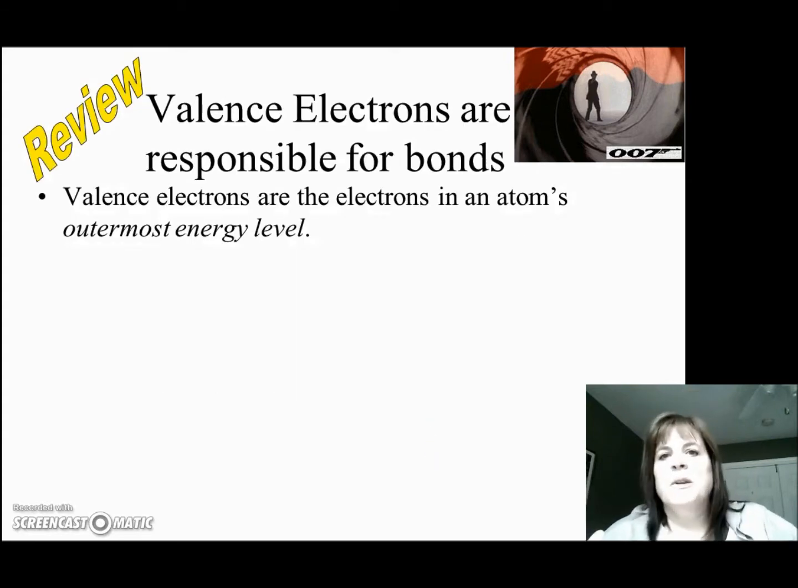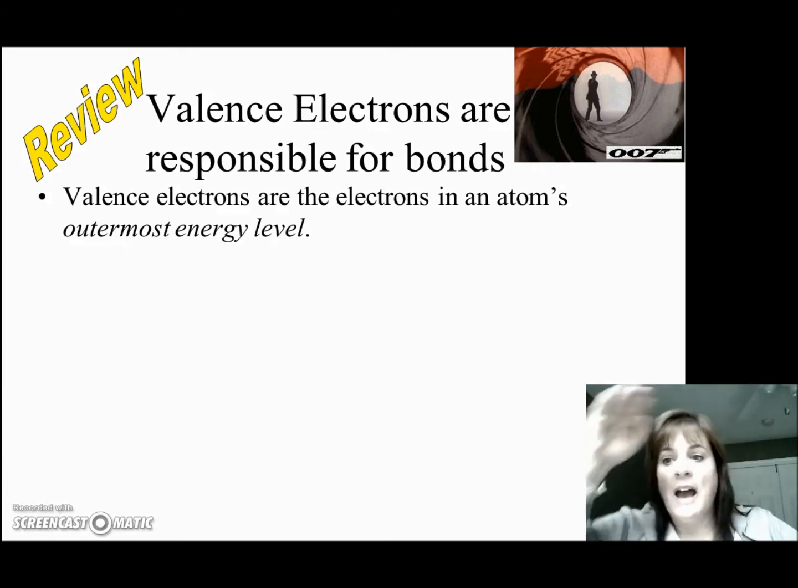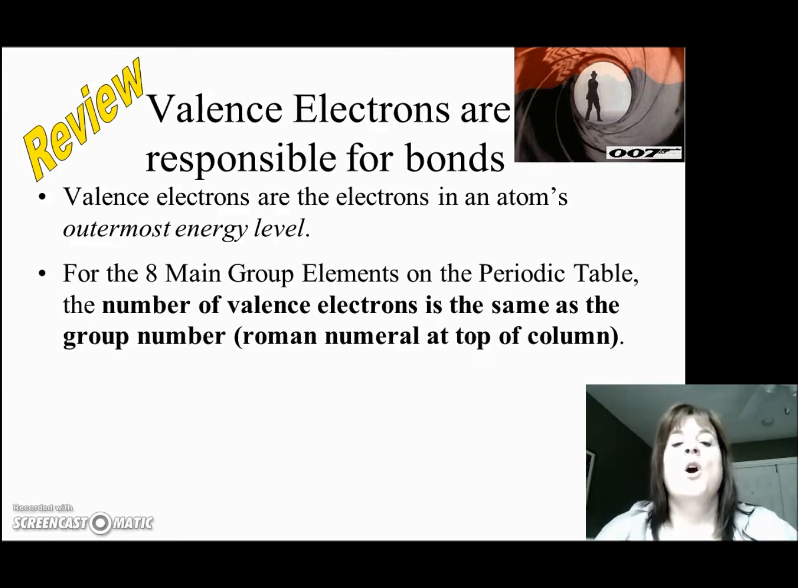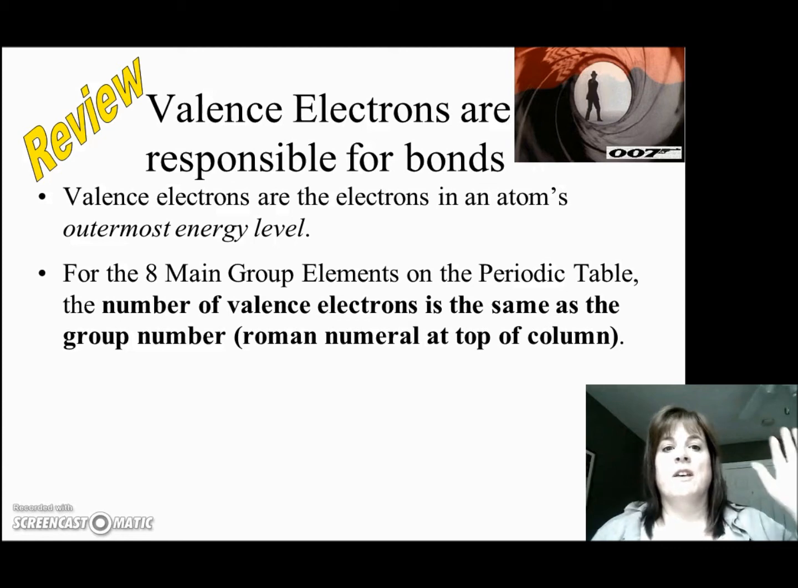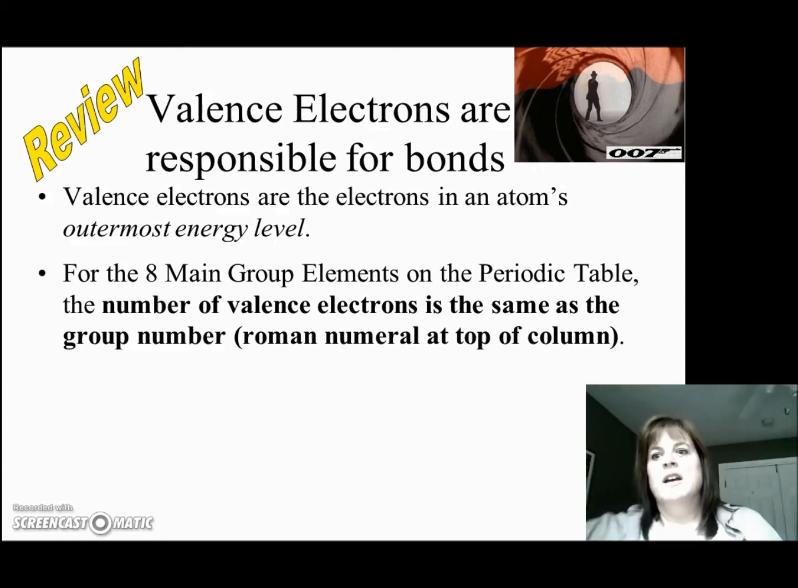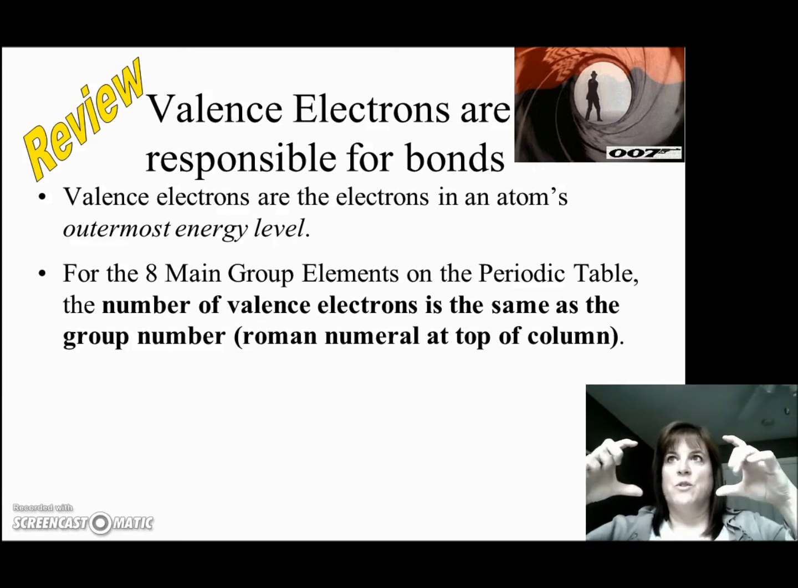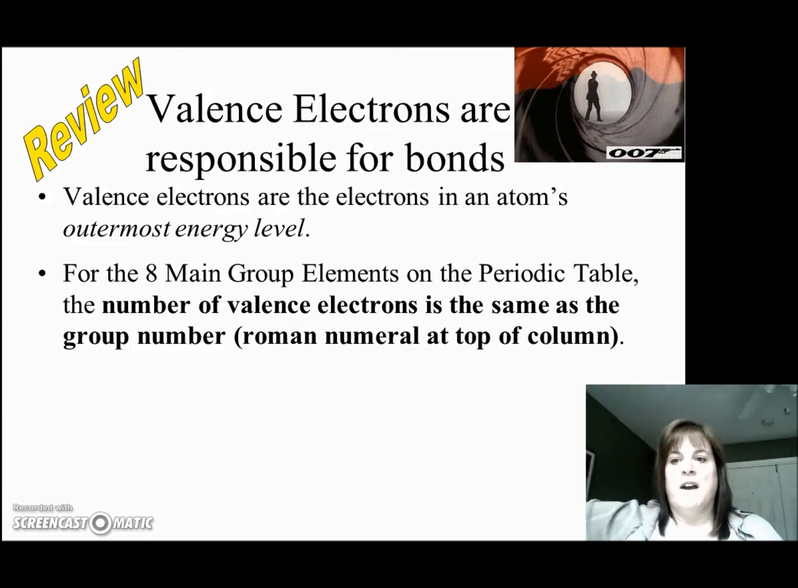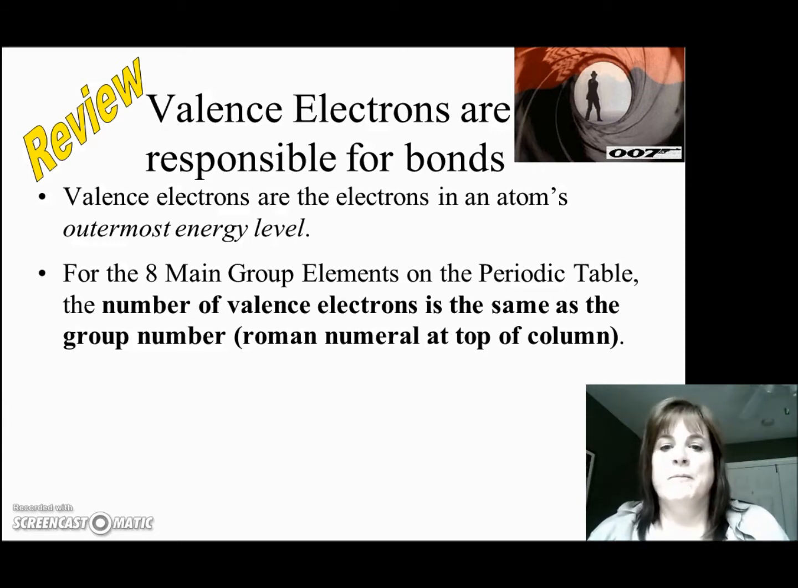So, another little bit of review. Remember that the valence electrons are the electrons that are involved in bonds, and the valence electrons are those in the outermost energy level. To find out the number of valence electrons for the 8 main groups, those are the ones with the Roman numerals 1, 2, and then you skip the D block, those transition metals, and you get to 3, 4, 5, 6, 7, 8. Those are called the main group elements. And the number of valence electrons is the same as their group number, which is the Roman numeral on the top of the column.